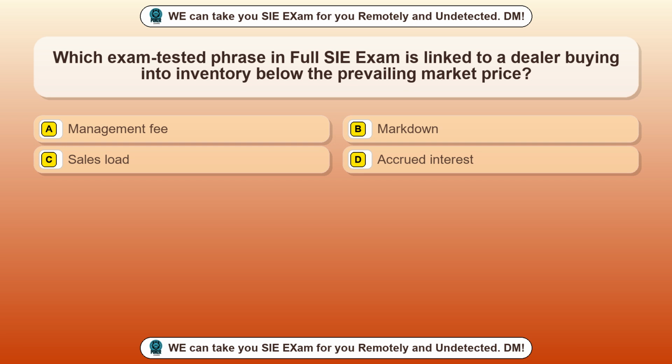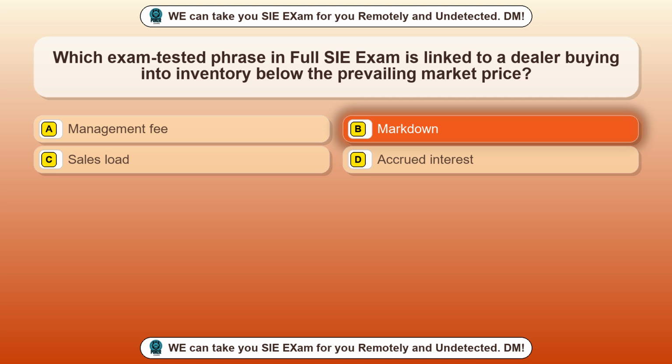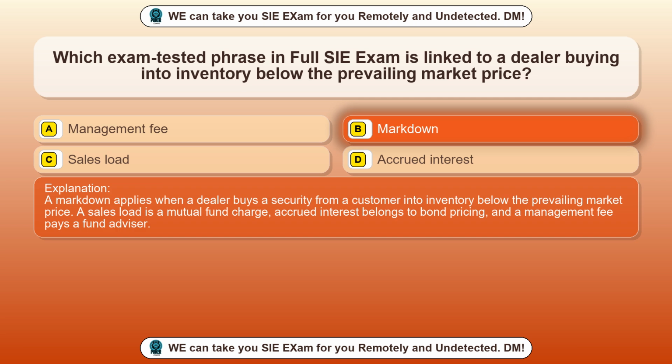Question 100. Which exam-tested phrase in full SIE exam is linked to a dealer buying into inventory below the prevailing market price? Option A, management fee. Option B, markdown. Option C, sales load. Option D, accrued interest. The correct answer is option B, markdown. A markdown applies when a dealer buys a security from a customer into inventory below the prevailing market price. A sales load is a mutual fund charge, accrued interest belongs to bond pricing, and a management fee pays a fund advisor.